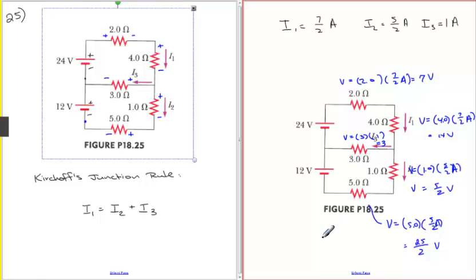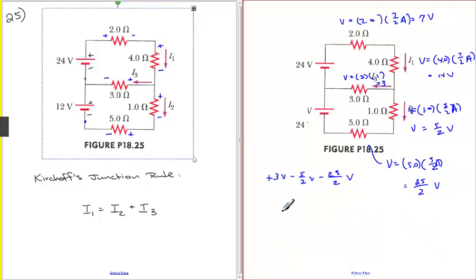Now this is an increase in voltage across this resistor, so I'm writing them down here. If we go this direction, we have plus 3 volts. Then we have minus 5 halves volts across here, and then another negative 25 halves volts. So what does that give us? Let's put it in halves. So we got 6 halves volts minus 5 halves volts minus 25 halves volts. 6 minus 5 is plus 1. Plus 1 minus 25 is minus 24. So we get negative 24 halves volts, which is negative 12 volts.